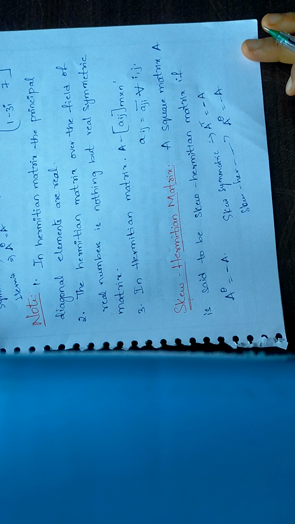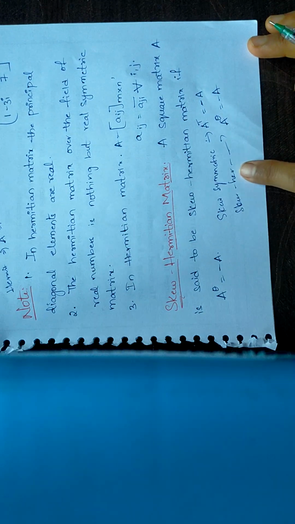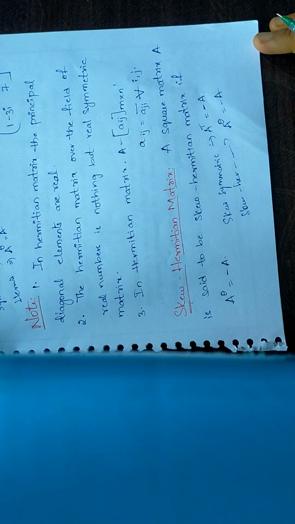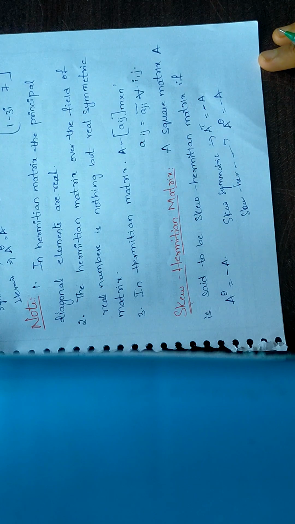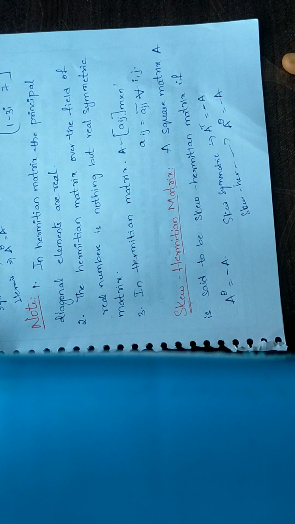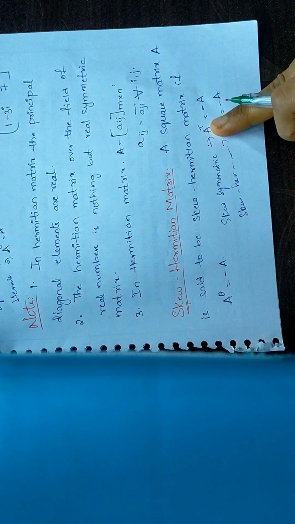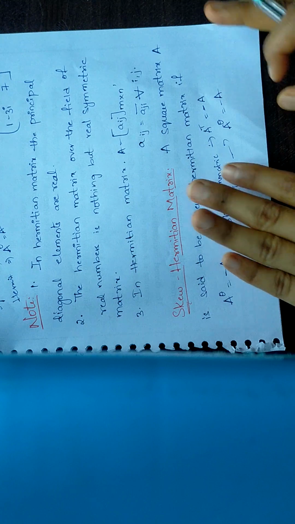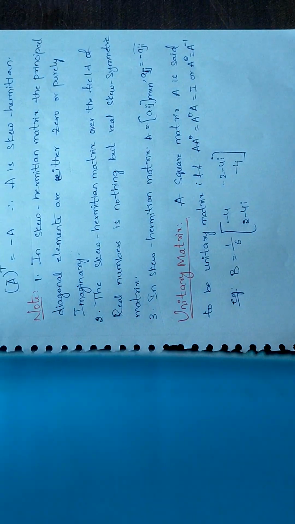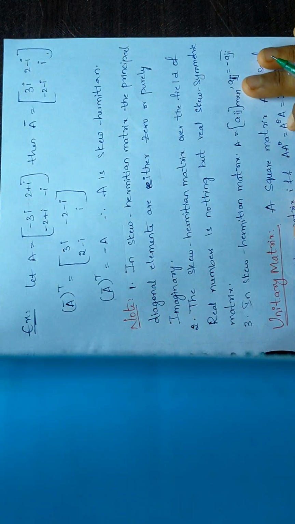So the process is the same. The extra step we do in the Hermitian matrix is we find the conjugates, because we have complex numbers here, whereas in symmetric and skew symmetric we have real number matrices, so we don't find the conjugate there. The transpose is common and the condition is also common. This is what a skew Hermitian matrix is, and we'll see the example here.